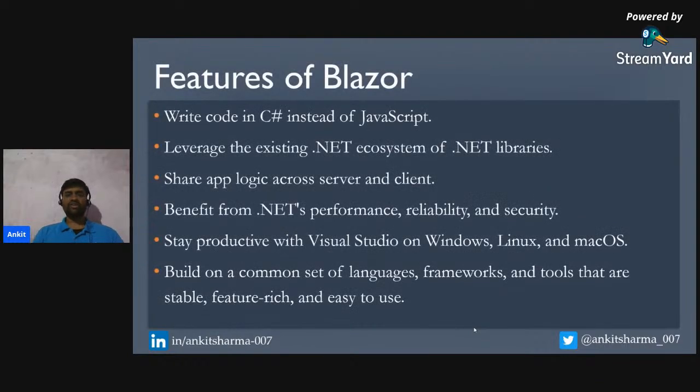Here are a few features of Blazor. Blazor allows us to write code in C# instead of JavaScript, and we can leverage the existing .NET ecosystem with the help of .NET libraries. We can also share app logic across server and client, and benefit from .NET performance, reliability, and security. We can use Visual Studio on Windows, Linux, and Mac OS, and Visual Studio Code for systems where Visual Studio is not supported. We also have wide support for languages, frameworks, and tools which are stable, feature-rich, and very easy to use.